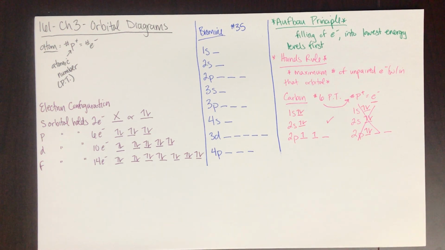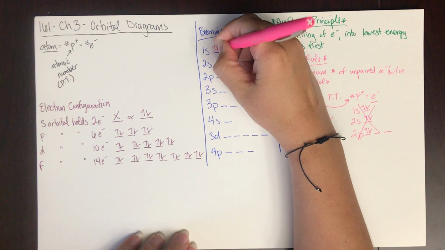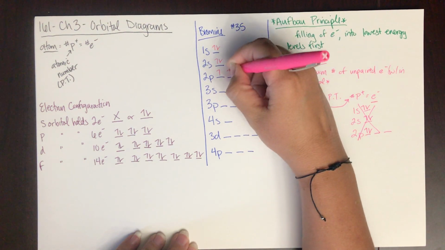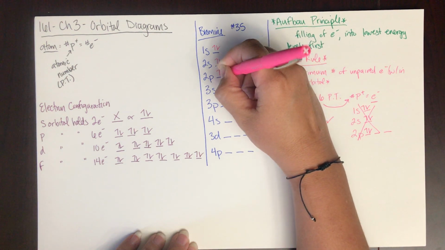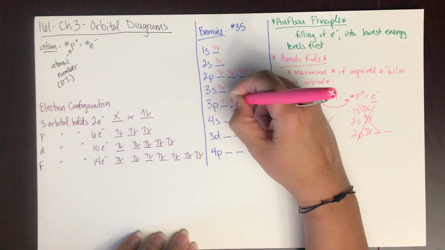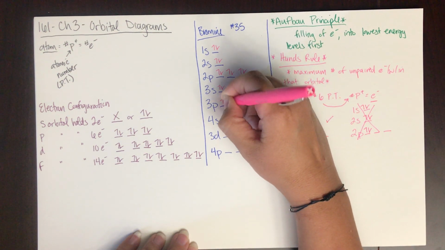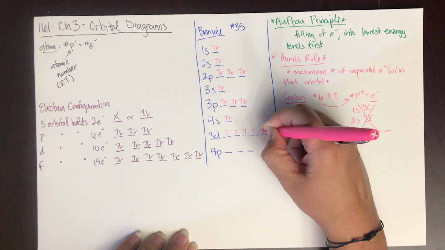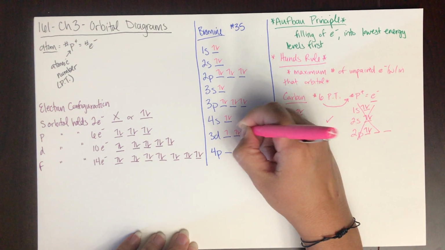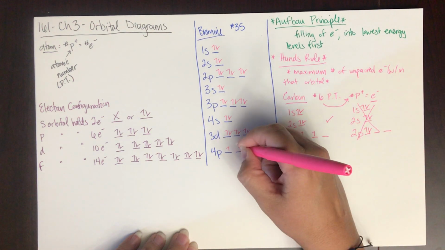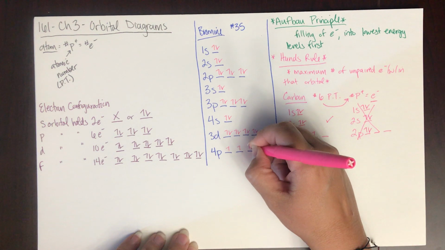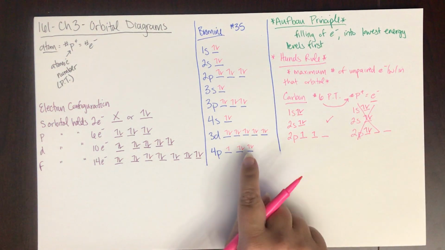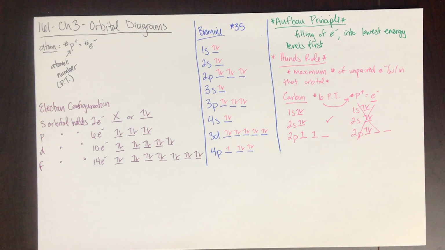Okay, so let's start counting. You're just counting to 35. That's all you're doing. And I'm going to do the double-sided arrows. So here I go. 1, 2, 3, 4, 5, 6, 7, 8, 9, 10, 11, 12, 13, 14, 15, 16, 17, 18, 19, 20, 21, 22, 23, 24, 25, 26, 27, 28, 29, 30, 31, 32, 33, 34, 35. So this is the orbital diagram for bromine.